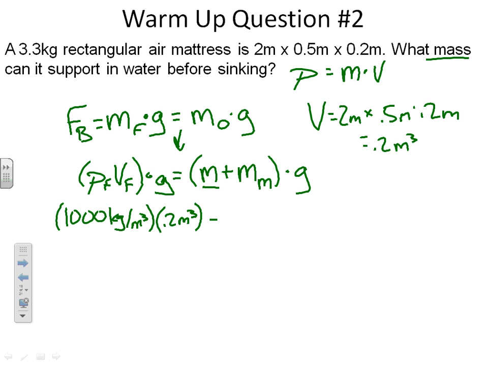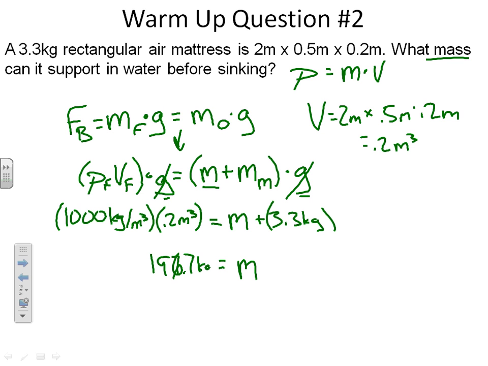And if you notice, acceleration due to gravity is on both sides of this equation, so those are going to cancel out. We don't have to worry about that. So then we're left with mass plus the mass of the air mattress, which is given as 3.3 kilograms. Solve for the m there, and you're left with 196.7 kilograms.